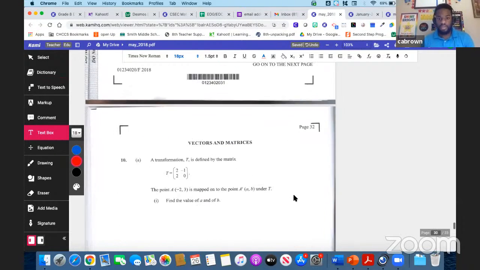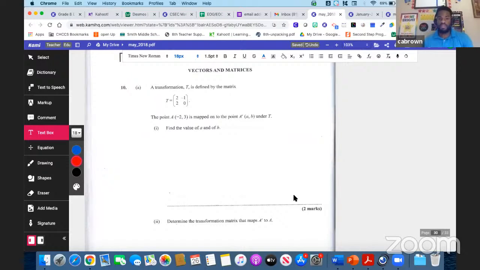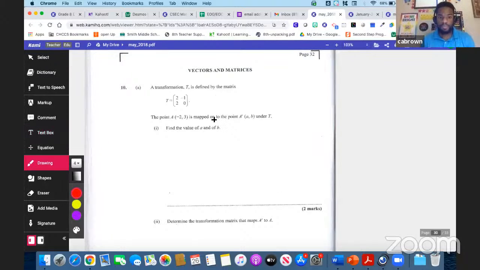All right, our final question. Question 10, vectors and matrices. A transformation T is determined by the matrix T = (2, -1; 2, 0). The point A(-2, 3) is mapped onto the point A prime, or the image, which is (a, b), under the translation T. We need to find the values of a and b.